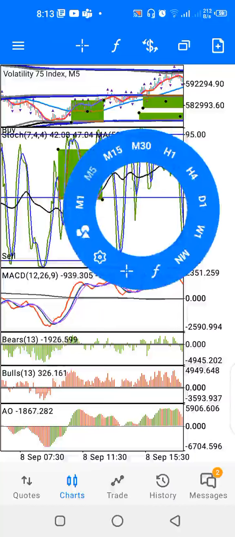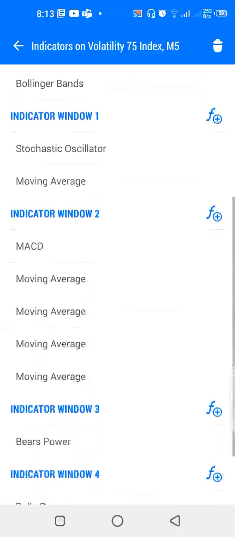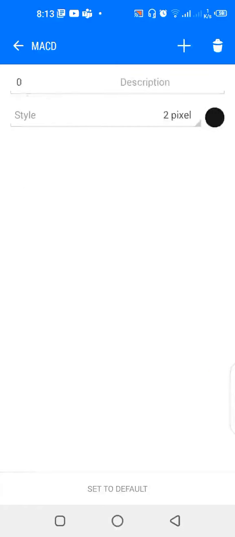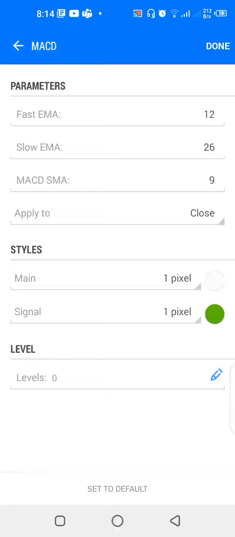Let's look at the parameters for indicator window 2. You have MACD. The fast EMA is 12, slow EMA is 26, MACD SMA is 9. Apply to close. The main style color, no color. Signal style color is green. Of course, you have 0 to be your MACD level, at 0 point.